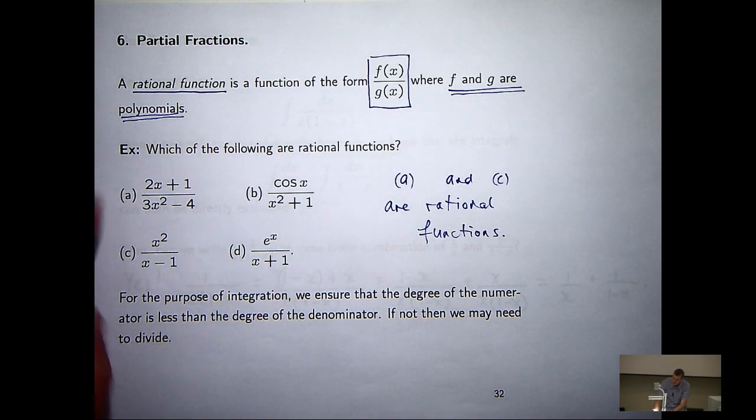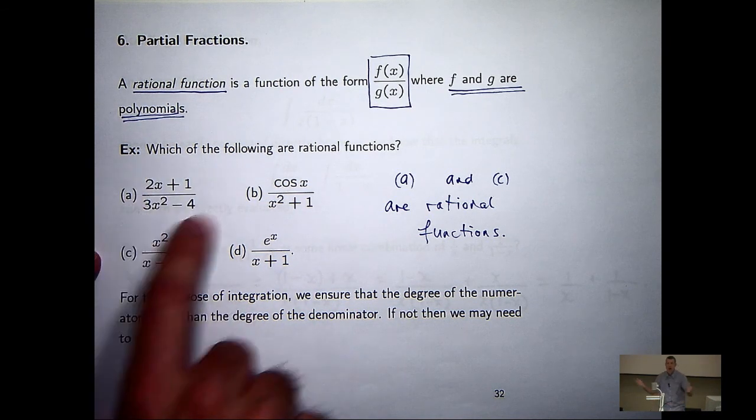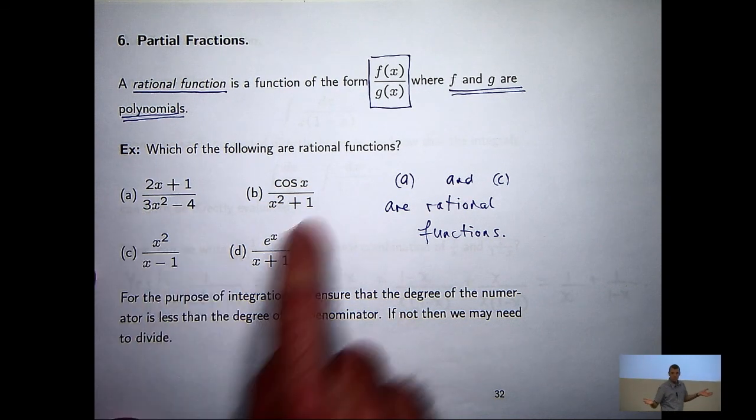Okay, so if you look at these examples here, this is a rational function, this is a rational function, and these two are not.